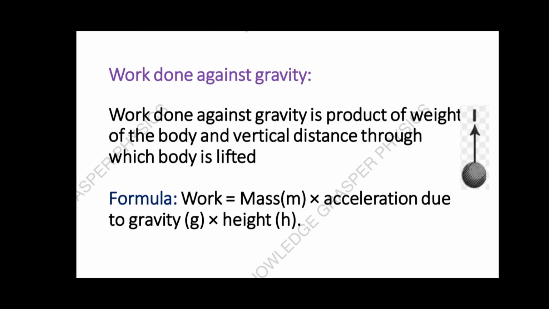So you may get a doubt. We discussed in previous videos that the work formula is force into displacement. So here it is mass into acceleration due to gravity into height. Here height is displacement, and mass into acceleration due to gravity is weight. So however much weight it has, we need to apply that much force to lift it. So F equals W and S equals h. So work equals mgh.